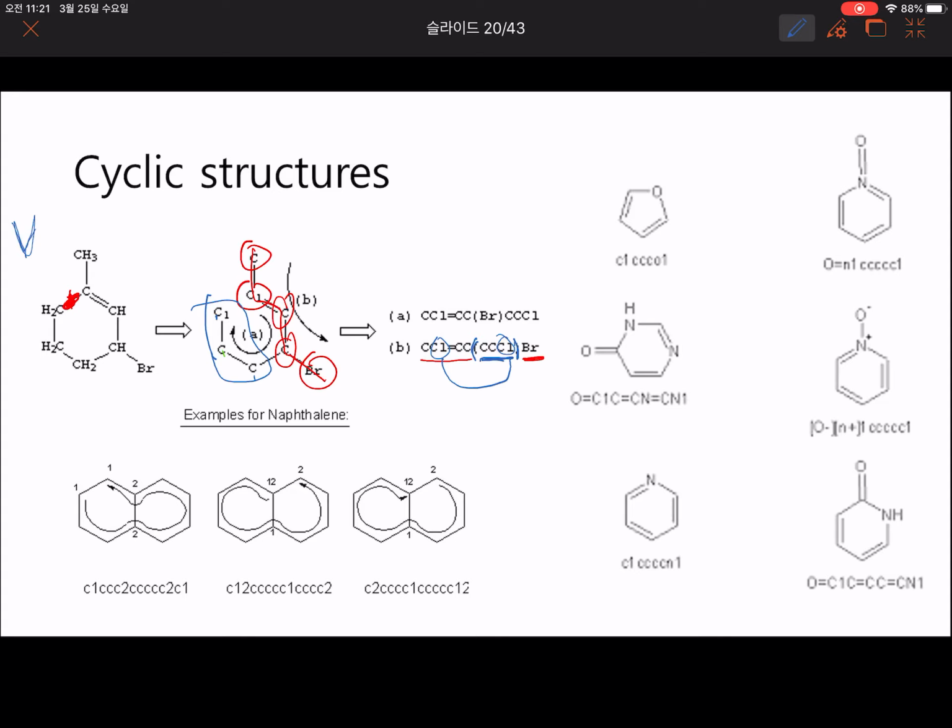Okay? So the key point here is that the rings are closed between two atoms with the same numbers, and also one molecule can be written in multiple SMILES representations.